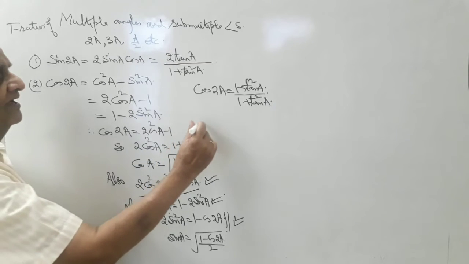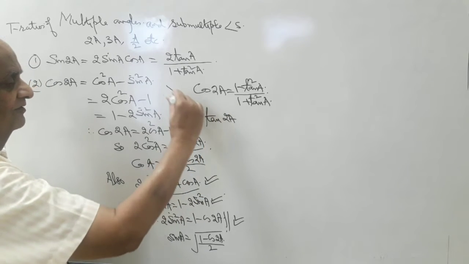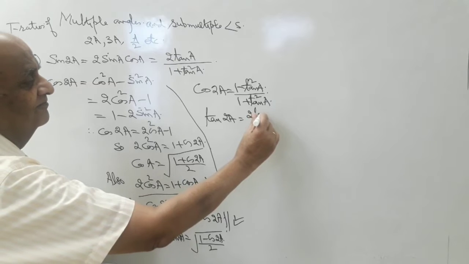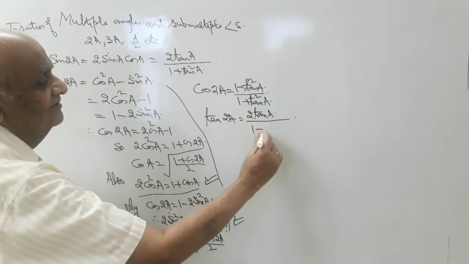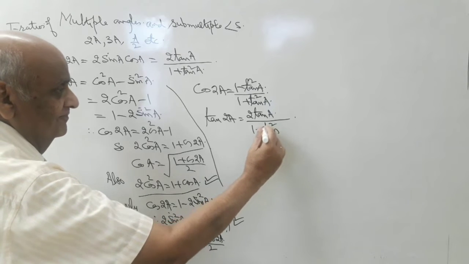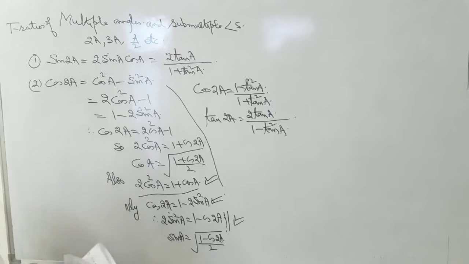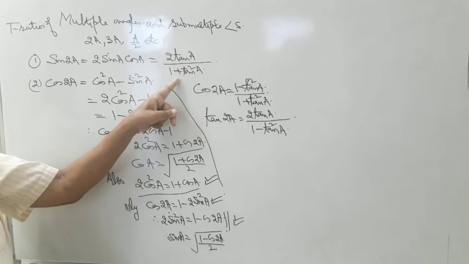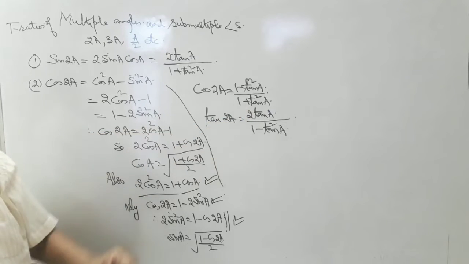Similarly, we have for tan 2A, it is 2 tan A over 1 minus tan square A. Look, in sin 2A we have 2 tan A over 1 plus tan square A. But in case of tan 2A, it is 2 tan A over 1 minus tan square A.